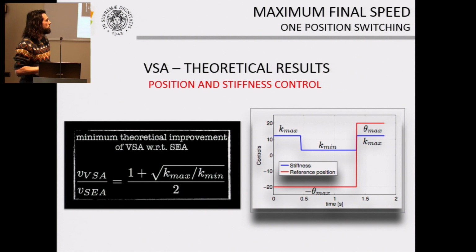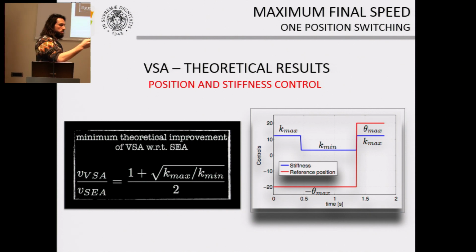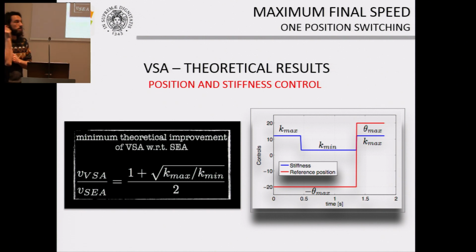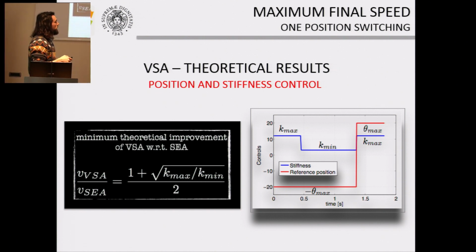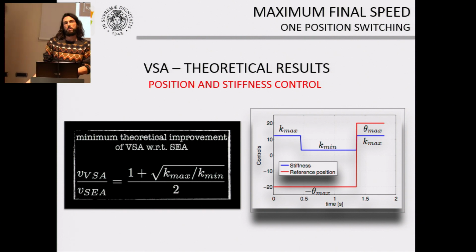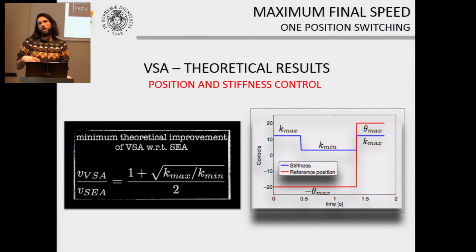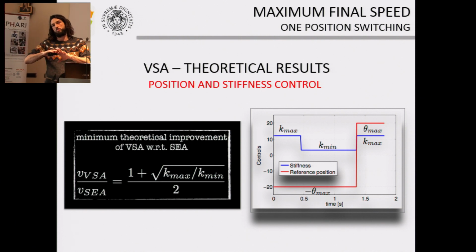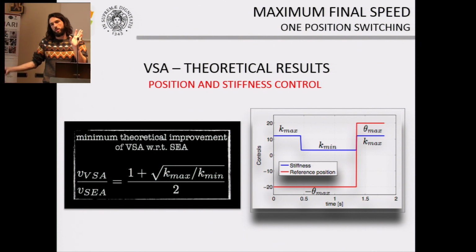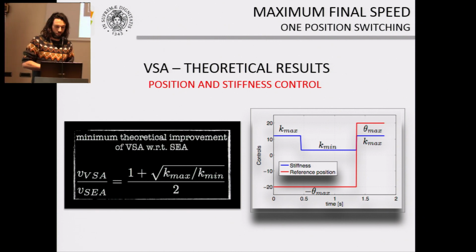And here there is the plot of the optimal control policies for the reference position and for the stiffness. As you can see, here there is the first stiffness switching that appears, as you remember, when the hammer overcomes the reference. And then here there is the simultaneous switching of both stiffness and equilibrium position that happens when the spring has been totally extended.